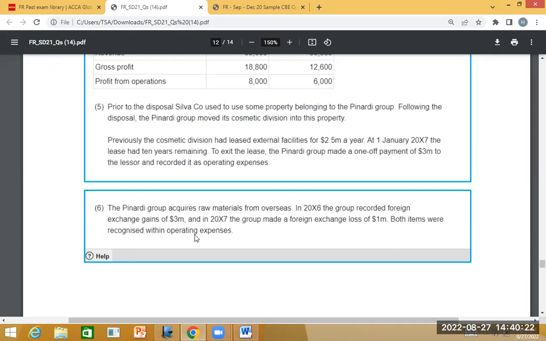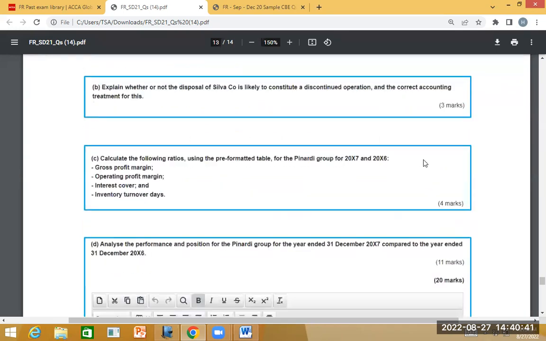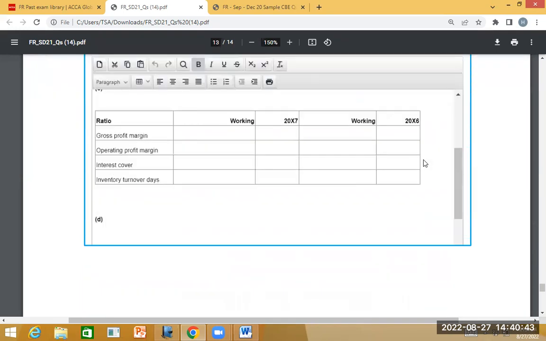Both items are recognized as operating expenses. So it is actually the operating expense which has some issues. The first one is that there is a loss on disposal in the current year, and previously there was a gain in the operating expense. And also there is a one-off payment of 3 million in the operating expense. And that's it.